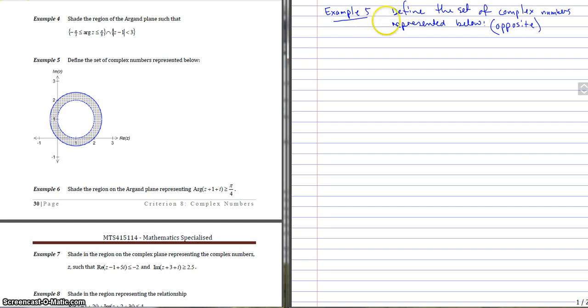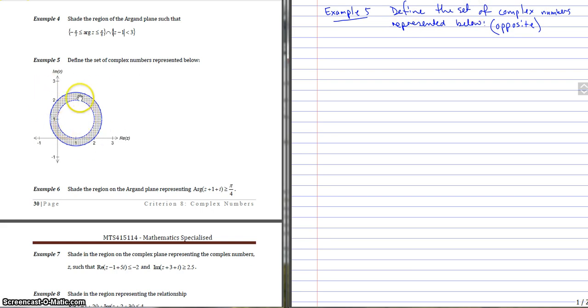Okay, so in this particular example, we don't have to draw the region, but work out what the region represents. So, define the set of complex numbers represented below. Well, I'm not going to draw it here, it's over there. So we're going to have a look at this one here.